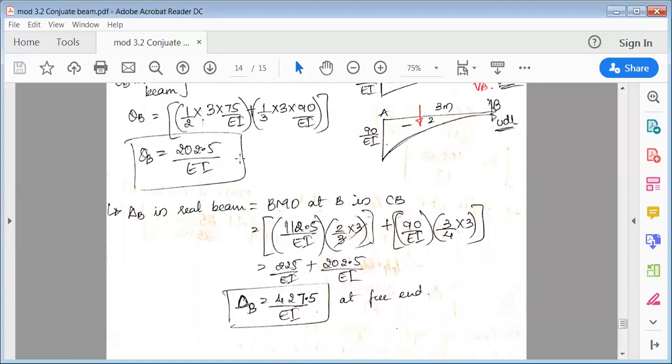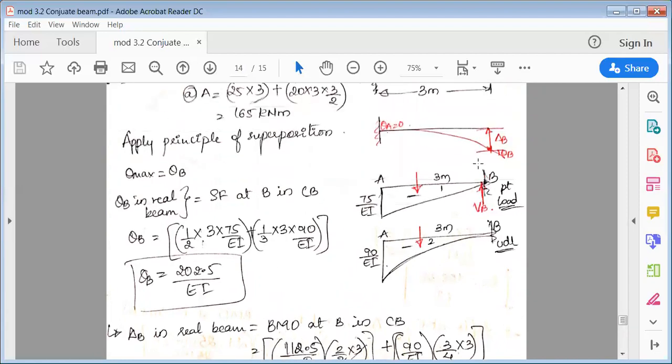Here the answer is positive, which means the rotation is clockwise. Here also the answer is positive, which means the deflection is downward. So you can see that this deflection is downward and this rotation is clockwise.